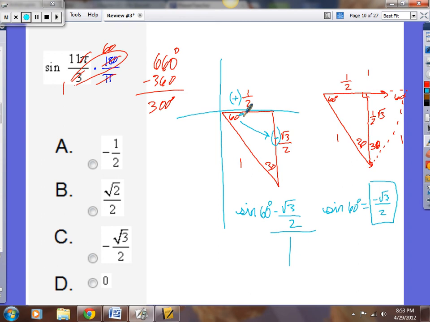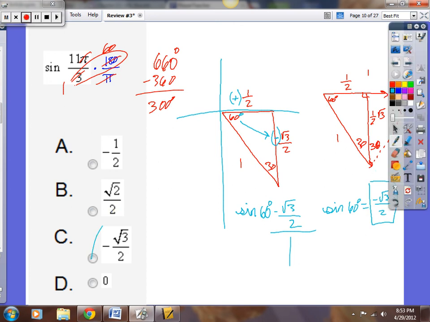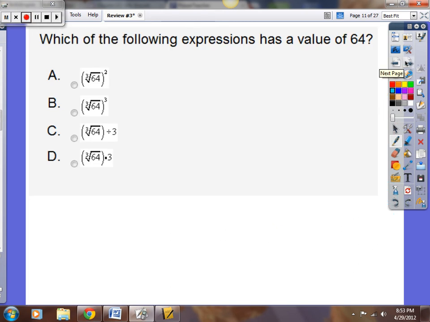Now the bad thing is you're not going to be able to have a calculator to do this with, so you're going to have to use what you know about a 30, 60, 90 triangle and a 45, 45, 90 triangle. So they're going to give you easy triangles to work with, but this was a pretty tough problem. C, just because we haven't even gotten into the unit circle. Which of the following has a value of 64?